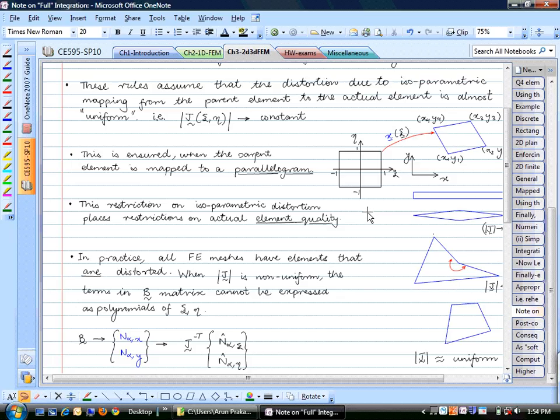I'm not sure if that answers your question. And what is your criteria for the distortion? I mean, if you have a distortion, that when the determinant J would be uniform.